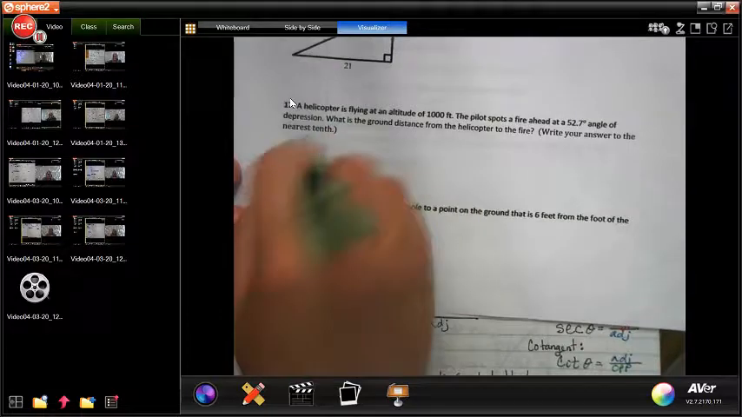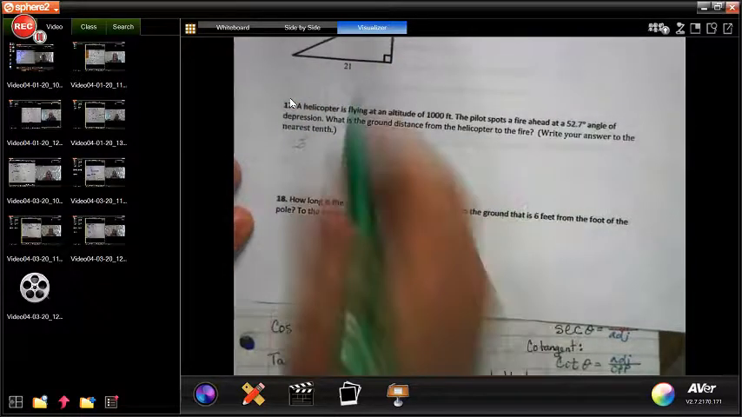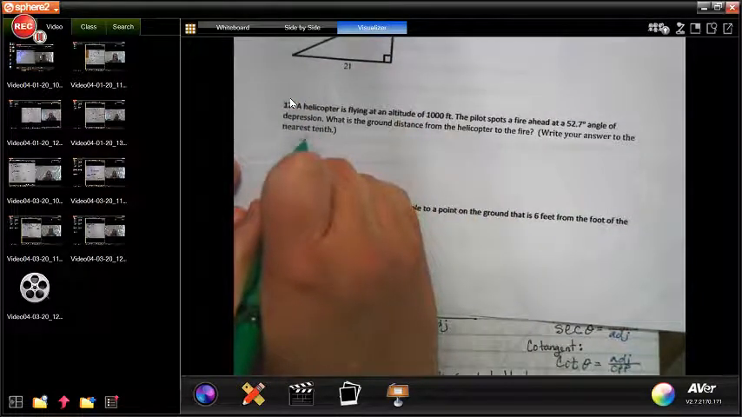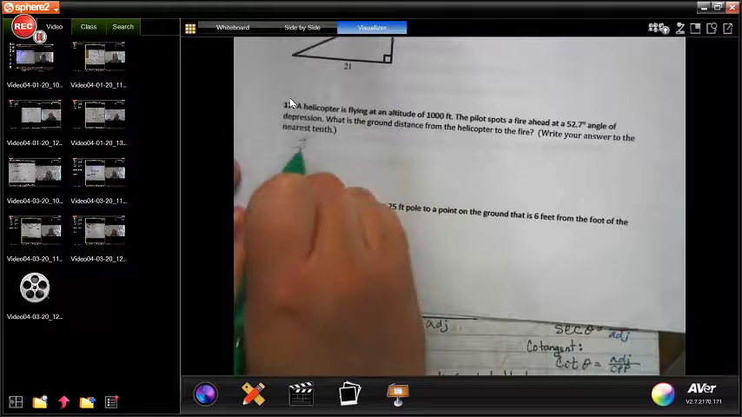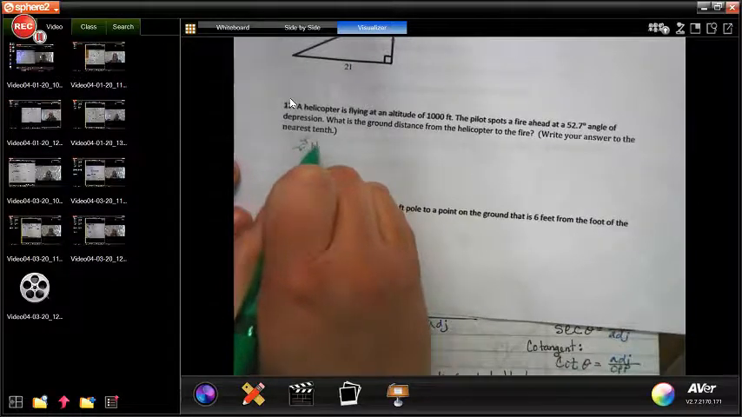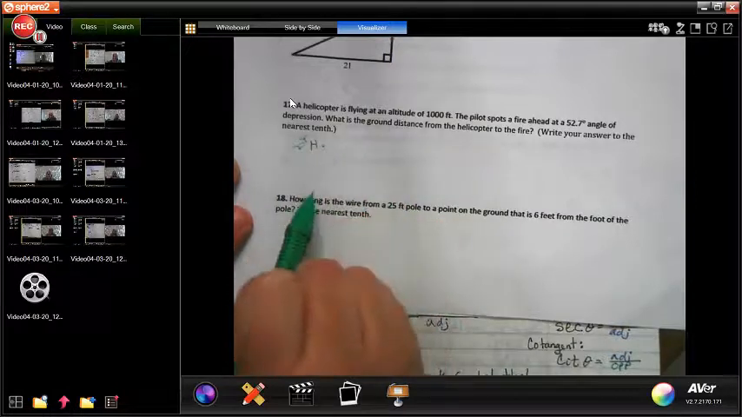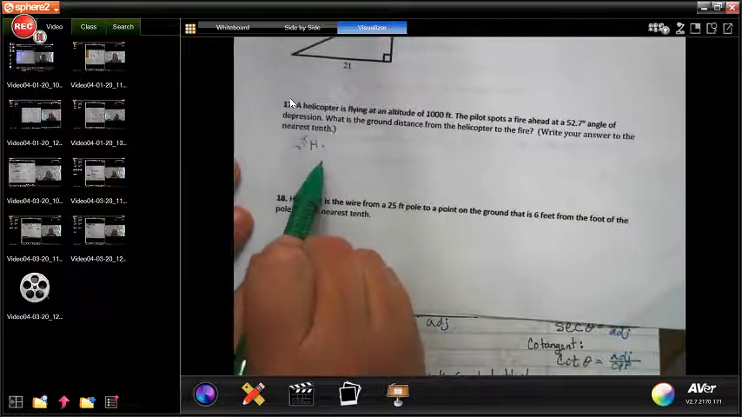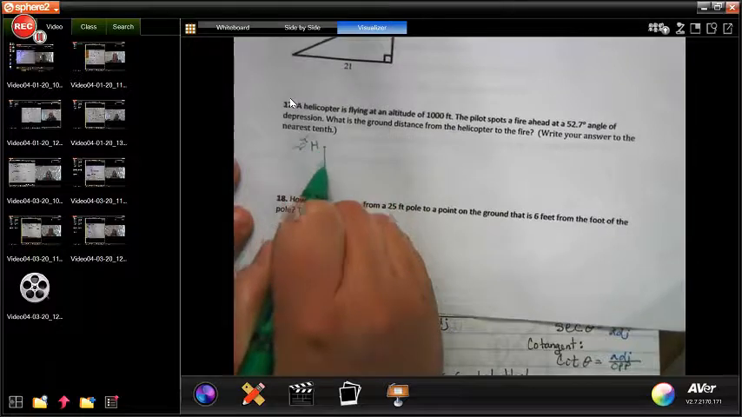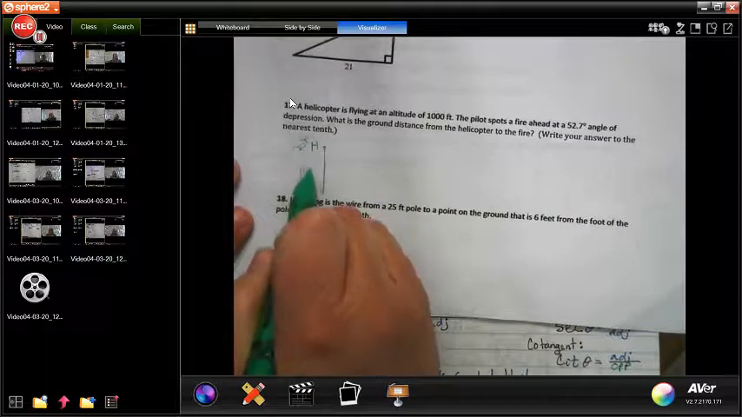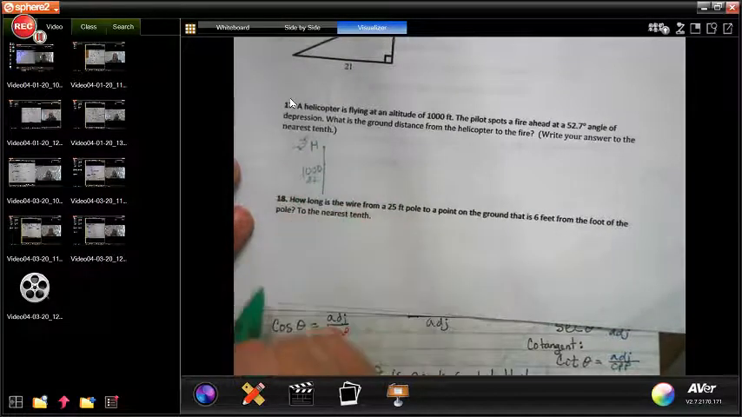I don't know how to draw a helicopter. I'm really bad at drawing. You guys know that. So here's my helicopter. I'll just put H for helicopter. There we go. Dot. Flying at an altitude of 1,000 feet. So that means straight down is 1,000 feet.